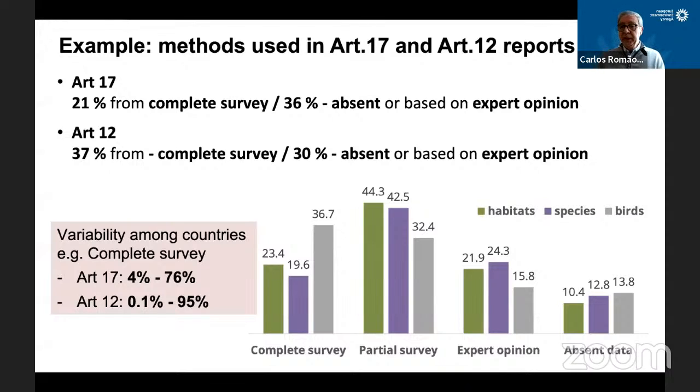But there is a huge variability between the different countries. For instance, for Article 17, in some countries only 4% of the data comes from complete surveys, while in others it may reach 76%. I believe that Czechia is closer to the 76% than the 4%. For birds, we have even the situation where less than 1% is coming from complete surveys, but in other countries, this is very close to 100% coming from complete surveys. So just to give you an idea that the origin and the quality of the data can be very different, not only between different species and habitats, but also between different countries.